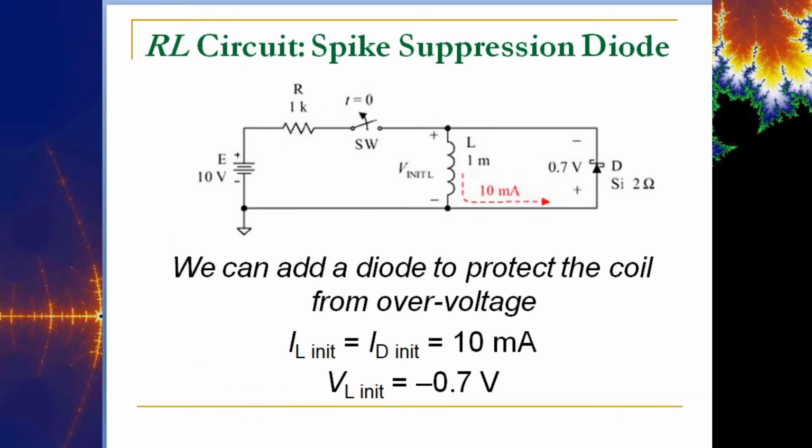So if you want to prevent that from happening, you can put in what's called a spike suppression diode. And so you can see here, we've got one that's in parallel with the inductor. Instead of this thing collapsing on itself and the energy spiking through here, it gives it an alternate path to sort of spin itself out. So this will protect the coil from being over voltage too quickly and burning up.